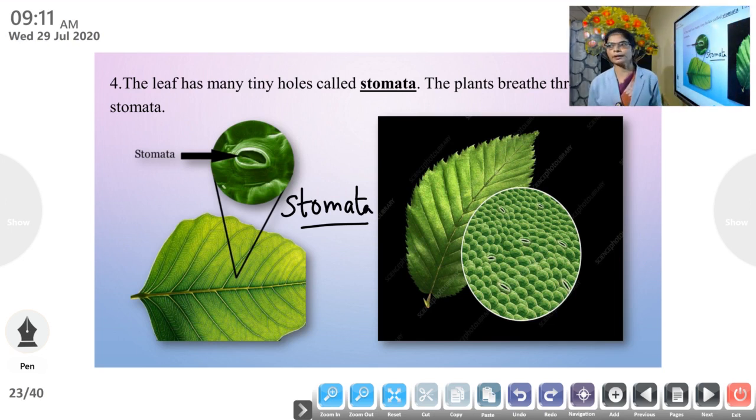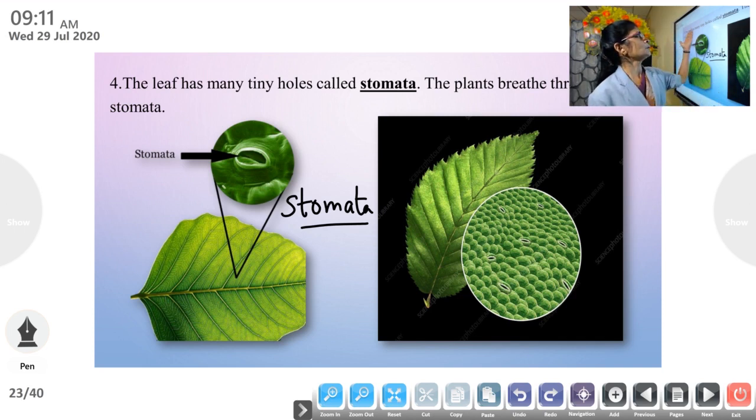What is the use of stomata in plants? It is the breathing organ of plants. Plants breathe through tiny holes present on the lower side of the leaf. It is known as stomata.